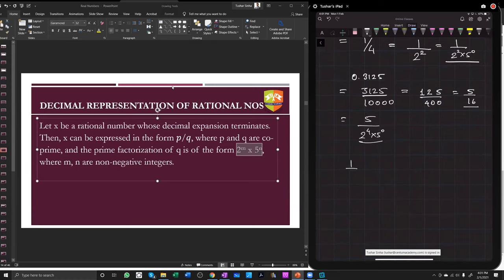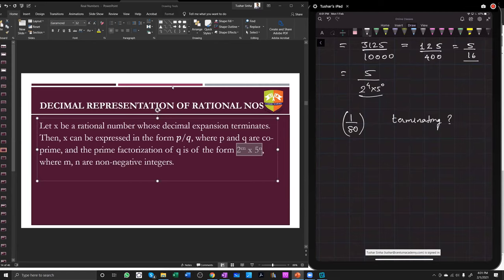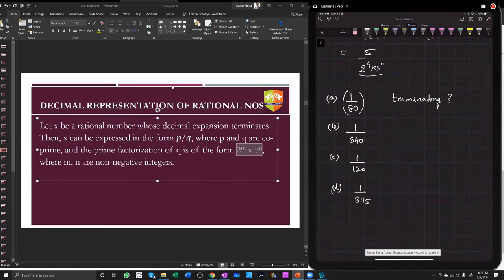Similarly, if I have, let's say, 1/80, will this have a decimal representation which is terminating or not? Quick, 1/80, terminating or not? Let's say A, choose between these. B is 1/640, C is 1/120, D is 1/375. Which one of these are terminating? A, B, C, D, which all? Terminating decimal. This is correct. A is correct. A is terminating.